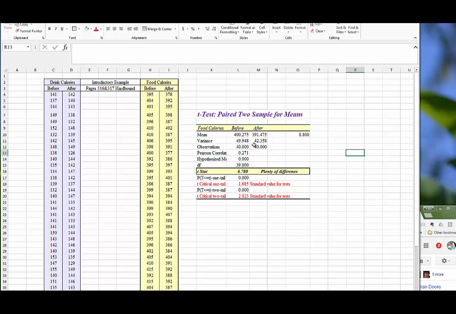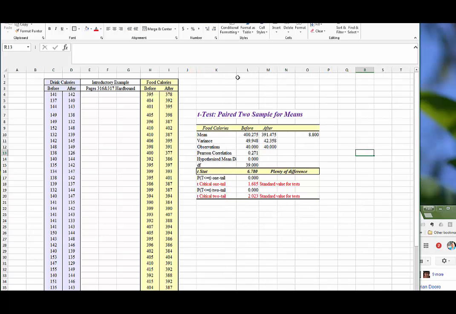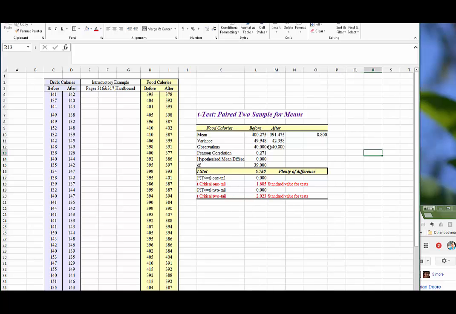And the variance, and I have the standard deviation, so it's really just the square root of these two numbers here. And we have 40 observations in each, and it gives us these other things, our hypothesized mean difference, which we say should be 0. And then degrees of freedom, which is simply the n minus the number of things we're looking for. In this case it's 1, so it's 40 minus 1.